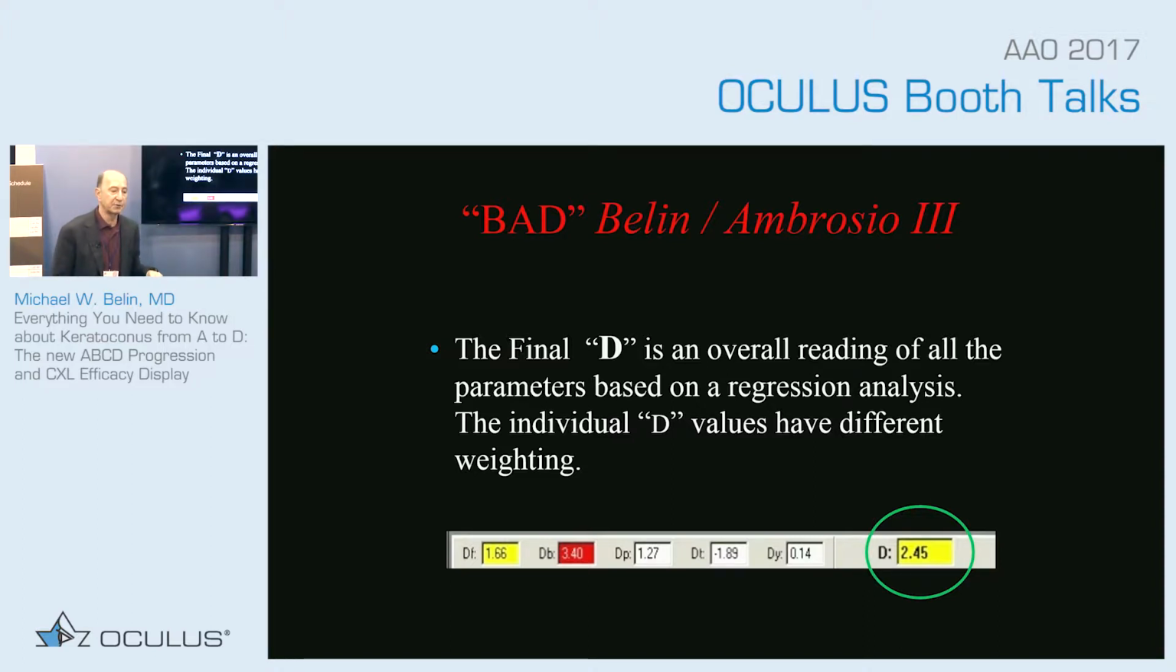You do have the option in the software to actually remove the color coding from the individual parameters, but not from the final D. The reason we did it is that some people, for medical legal reasons, don't want to bring up in the chart a value that looks abnormal even though the final is completely within normal limits.